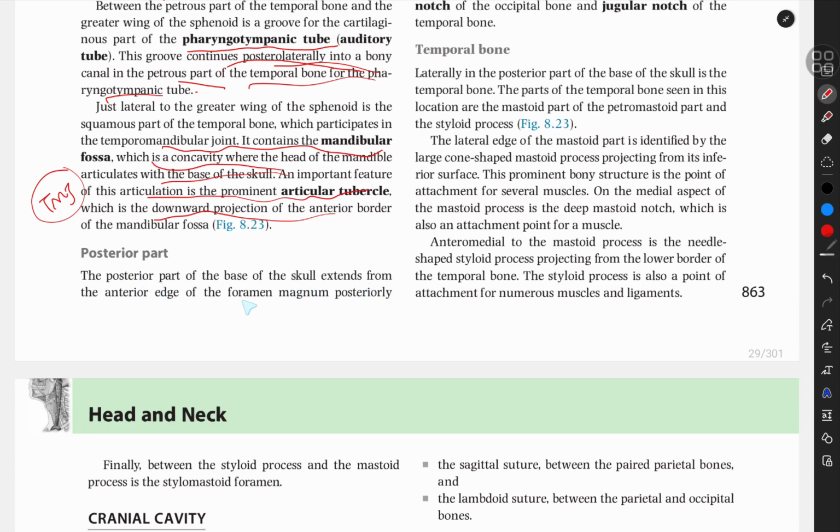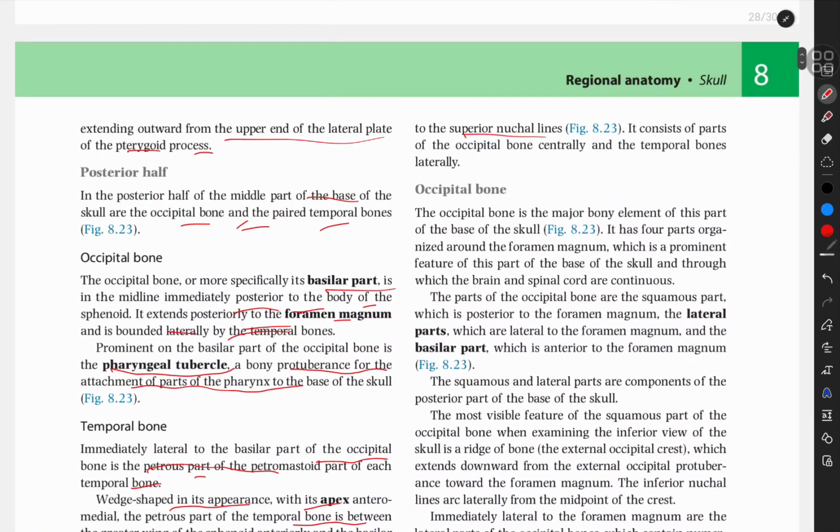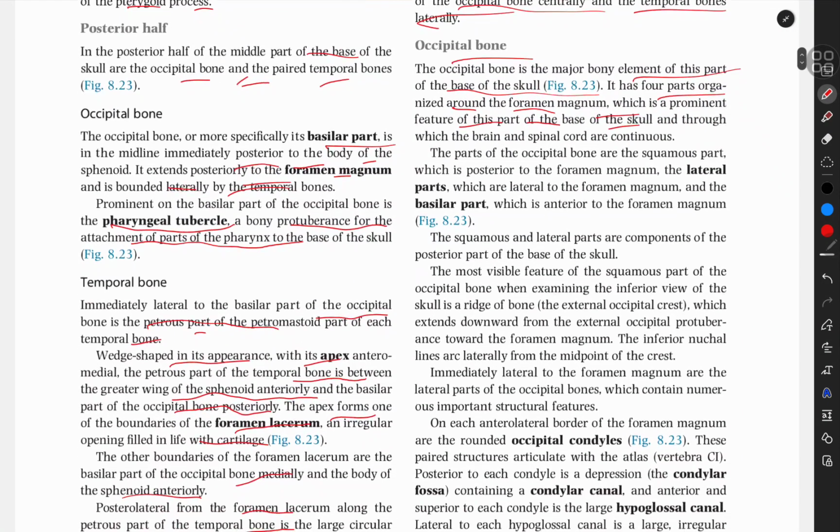The posterior part of the base of the skull extends from the anterior edge of the foramen magnum posteriorly to the superior nuchal lines. It consists of part of the occipital bone centrally and the temporal bone laterally. We have seen this. The occipital bone is the major bony element of this part of the base of the skull. It has four parts organized around the foramen magnum, a prominent feature of this part of the base of the skull, through which the brain and the spinal cord are continuous.